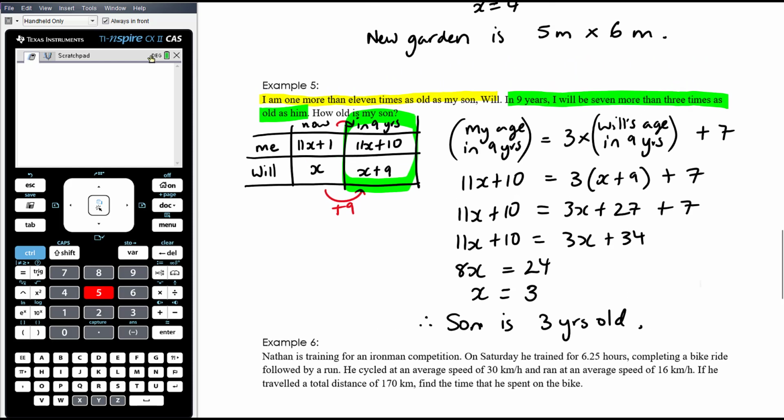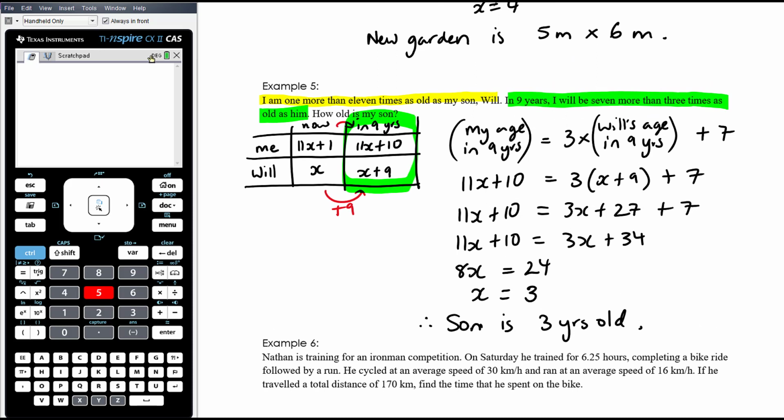And again, you should be able to check it. If the son is currently 3 years old, let's fill in over here. That makes me 11 times 3 plus 1, so it's 33 plus 1, so 34. In 9 years' time, that would make me 43. And Will will be, in 9 years' time, 12. And the relationship at that time is I'll be 7 more than 3 times as old as him. So 3 times 12 is 36, plus 7 is indeed 43. So it all works.